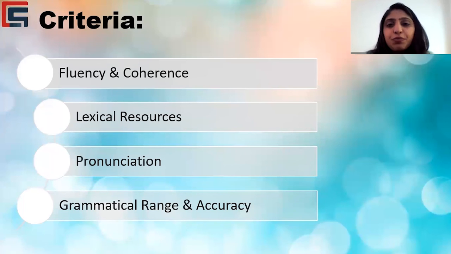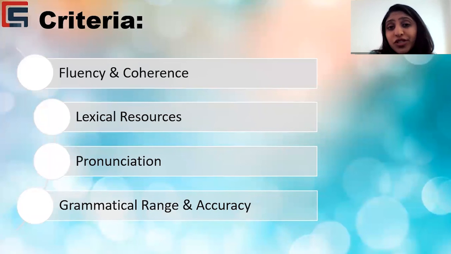Third criteria is pronunciation. As I said, you need to use the correct pronunciation. American, British as well as Australian pronunciations are accepted in IELTS, but it has to be correct pronunciation. For example, I have seen people over here saying jalapenos. It is not jalapenos, it is jalapenos. So make sure you pronounce correctly in your IELTS speaking.